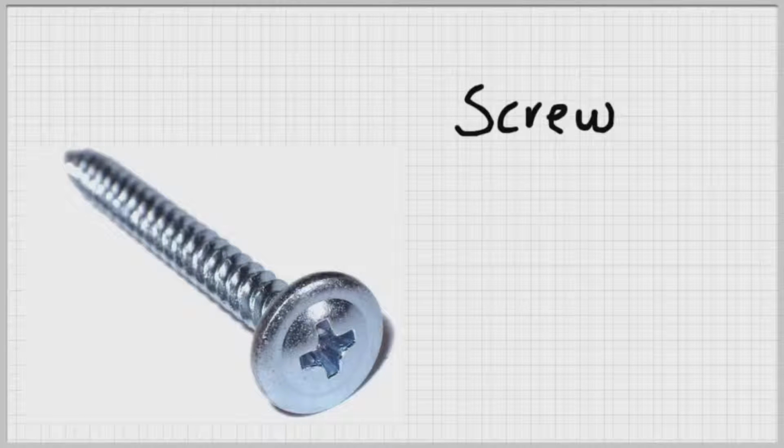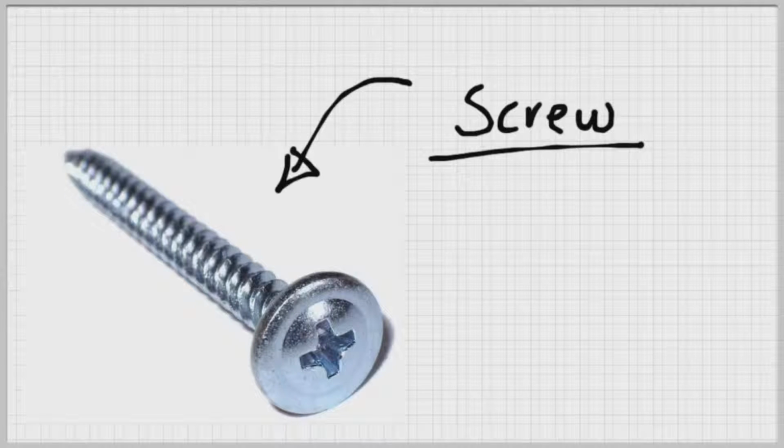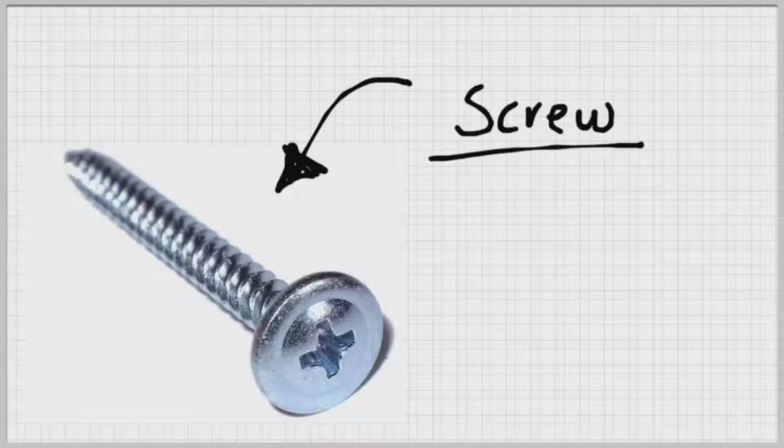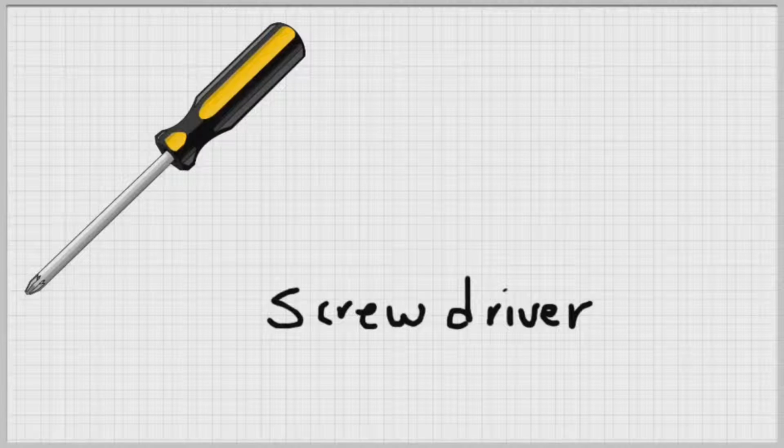Let's move on. The next one is screw. The screw is this little thing that we use in order to connect or put devices together. The next one would be screwdriver. So we use the screwdriver in combination with this one, so that we can connect or put together two devices or two ends or two pieces of plastic or metal or wood.